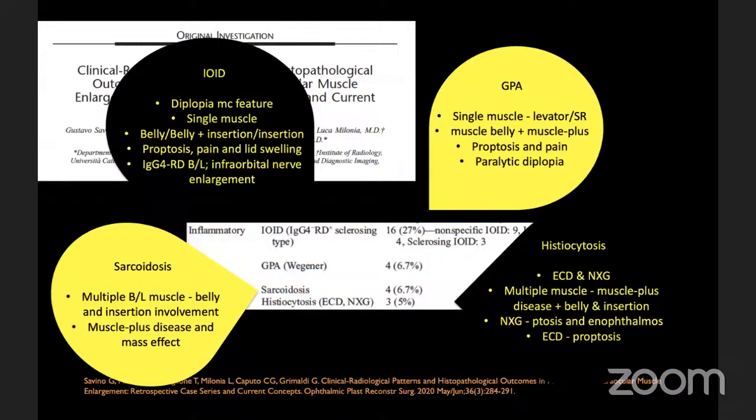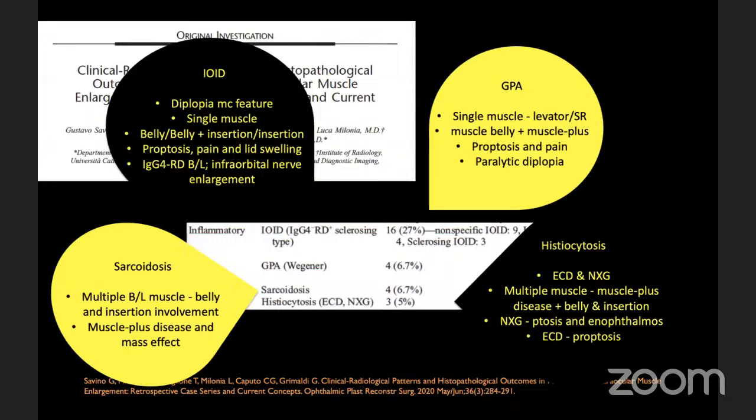Usually a single muscle is involved, and the belly or the site of insertion can be affected, and there is pain, proptosis, swelling, that is inflammatory signs that you can see. And sometimes these can be associated with IgG4 related disease, and that is when there is bilateral involvement, and infraorbital nerve enlargement can be seen in these cases. So this is a brief overview of IOIDs.